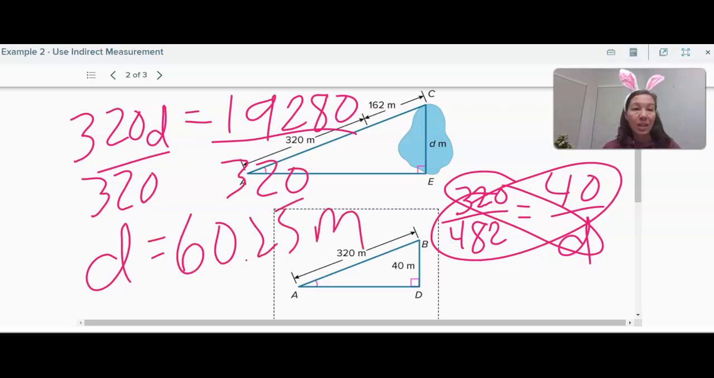Okay, so we're setting up proportions and plugging in the values in the correct spot. Both the numbers on top go with this triangle, both the numbers on bottom go with this triangle, and then cross multiplying to solve for the missing value.